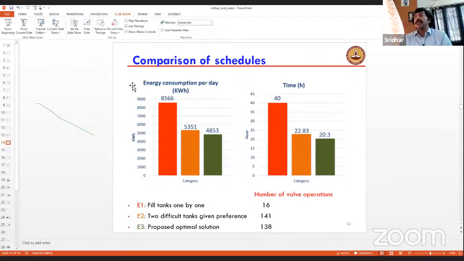All we need to do is, with existing valves, butterfly or sluice valves, put an actuator on top of that. Or if you are able to convince somebody to operate these as per the schedule, you can expect this kind of lowest energy consumption, around 5,000 kilowatt hours. It can also be done in the lowest possible time, around 20 hours.